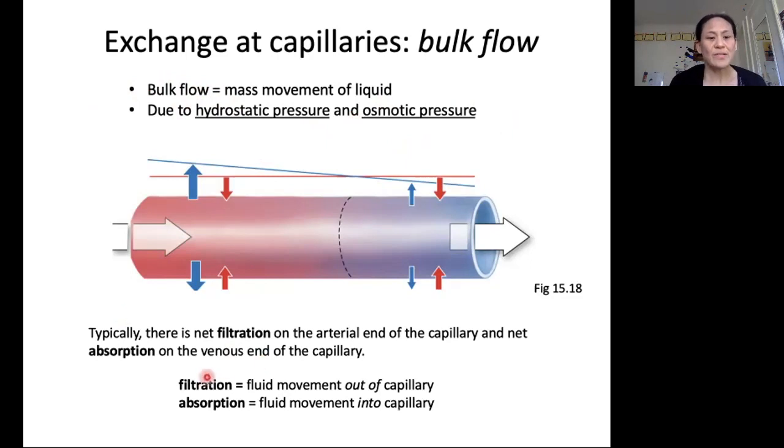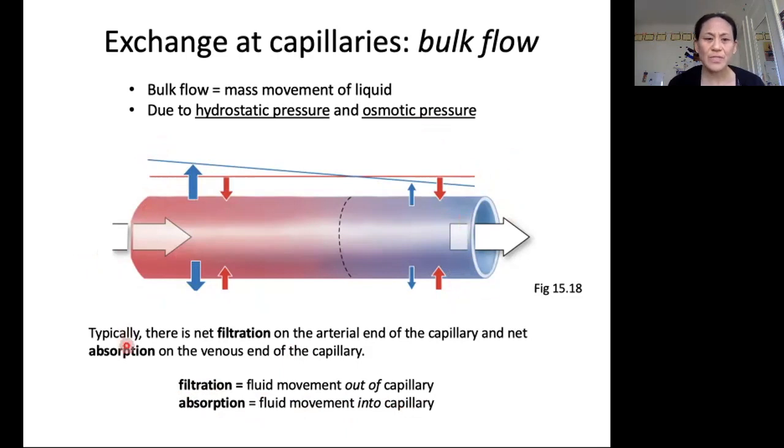Okay, so we have the term filtration, which basically is fluid movement out of the capillary. So from the bloodstream across the capillary wall into the interstitial fluid. And we have this term absorption, which is fluid movement into the capillary. So movement of fluid from the surrounding tissue across the capillary wall into the blood. Typically, we have filtration on the arterial end of a capillary and absorption on the venous end of a capillary.